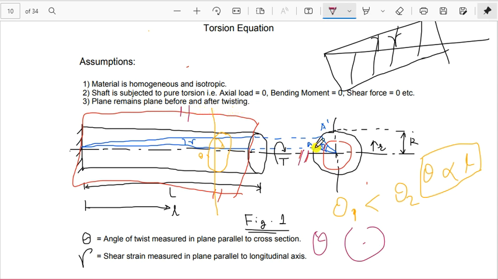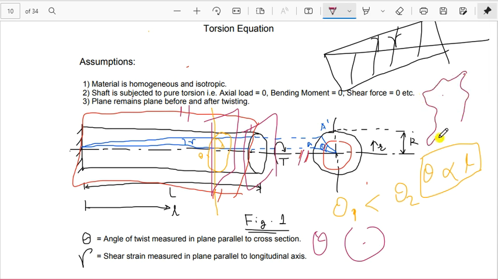And third, a plane remains a plane before and after twisting. This plane which I have explained, let us say this circular cross section is in one plane. Then another plane should be parallel and remain as it is. This should not deform like this. If our plane becomes like this, then it is not accepted.